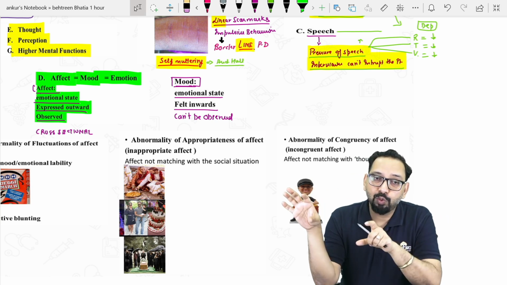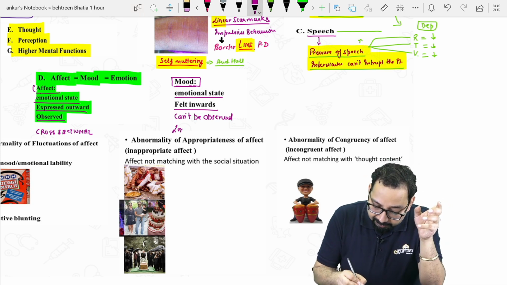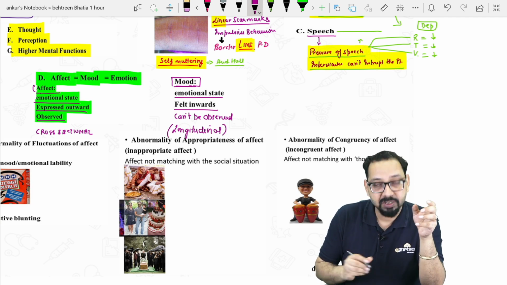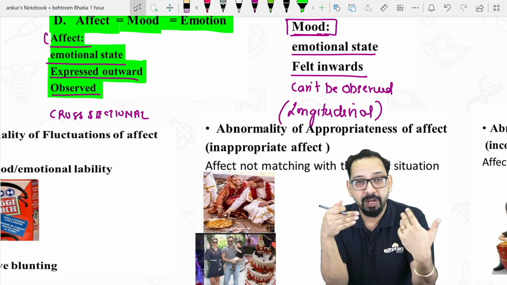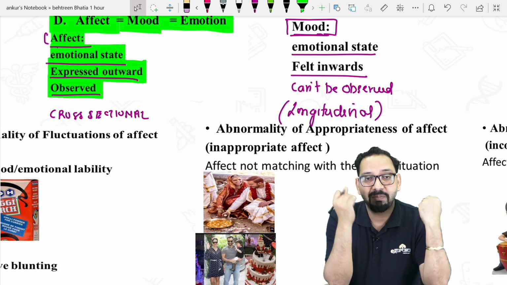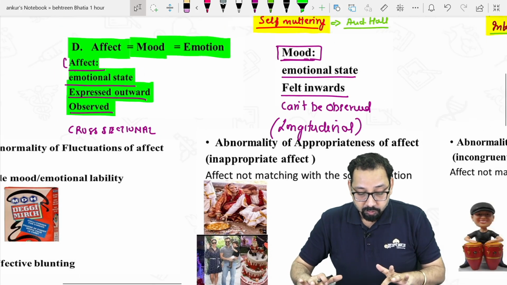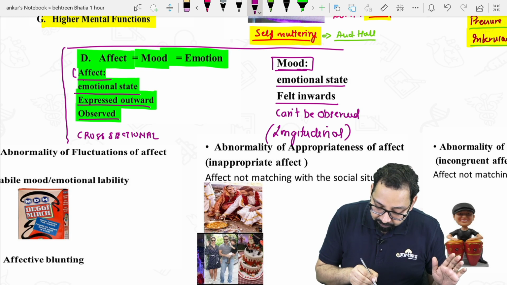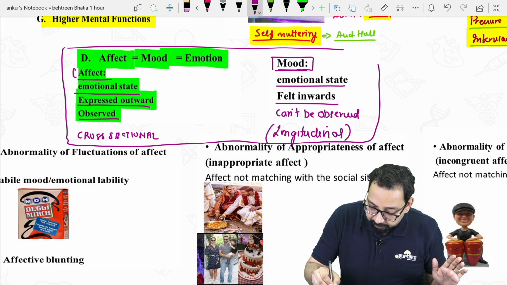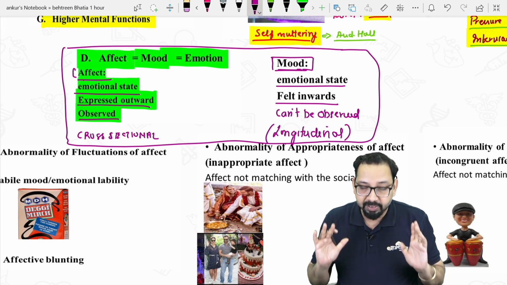And sad for so many days, so longitudinal. Longitudinal means lambe time se. Cross-sectional: at a particular point of time, he is sitting in front of me, and at this time he is smiling. So I would say affect is cross-sectional. So affect and mood are both emotional states. These words are used interchangeably, but many times they ask questions about the difference between affect and mood.